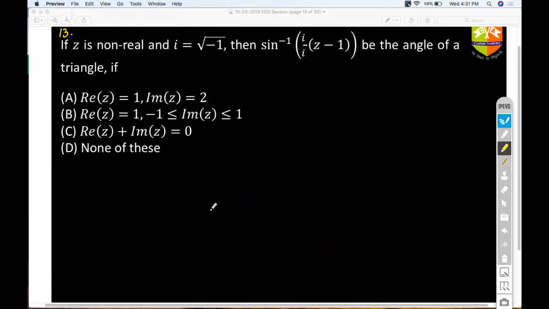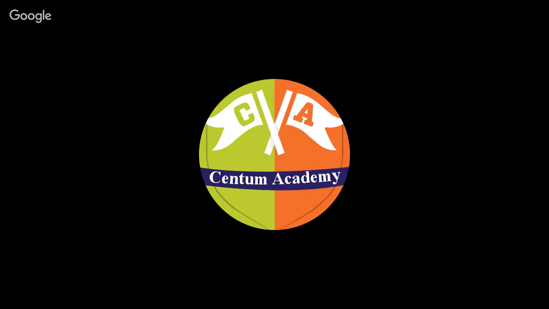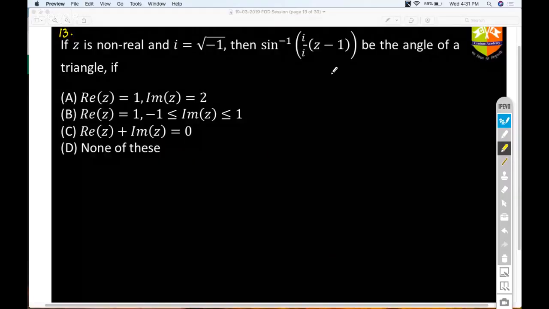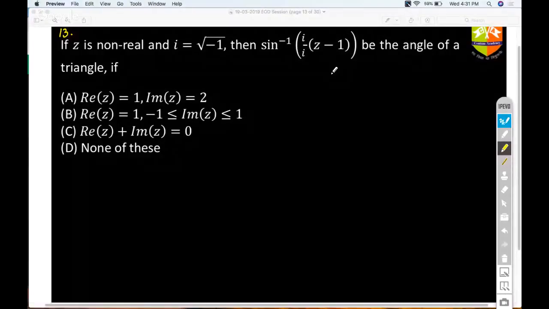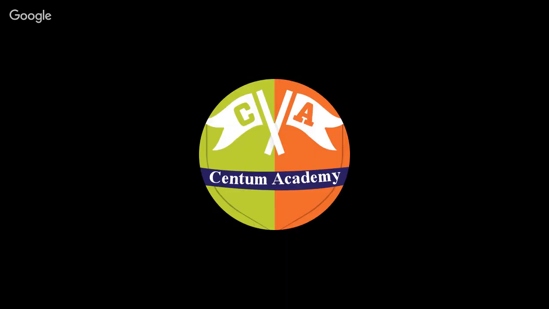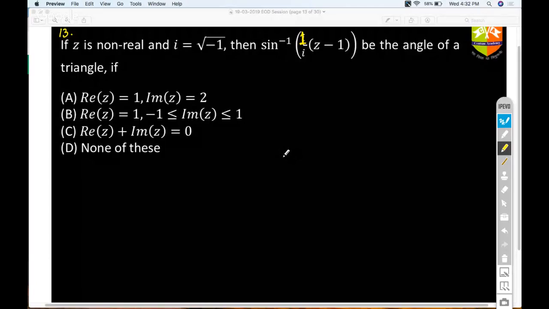Next is question number 13. If Z is a non-real, correction, this is 1 by I. So this is an angle of a triangle for which of the following options.